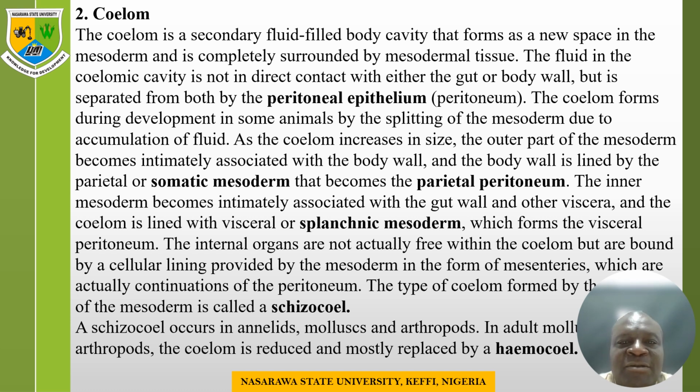The coelom is formed during the embryonic development by the splitting of the mesoderm due to the accumulation of fluid, and the coelom also increases in size as the outer part of the mesoderm becomes intimately associated with the body wall, and it is lined by the parietal or somatic mesoderm, which becomes the parietal peritoneum, and the inner lining, and so forth, that makes up the coelom.